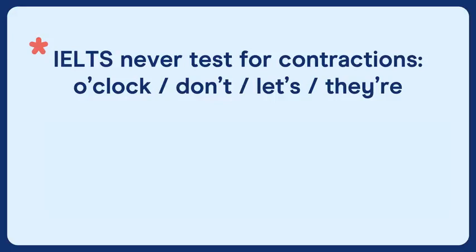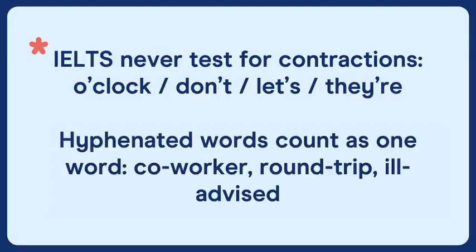Now, keep in mind that IELTS never tests you for contractions. So the answer will never be o'clock or don't or let's or there. You never get tested on contractions. And if you have to write a hyphenated word for some reason, which is very rare, it's counted as a single word, as 1 word, like co-worker or round trip or ill-advised.